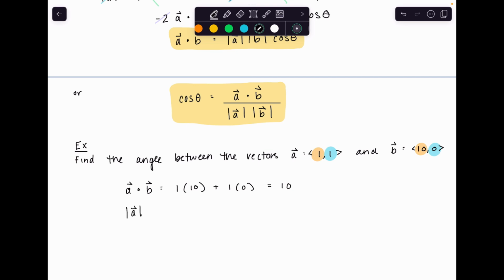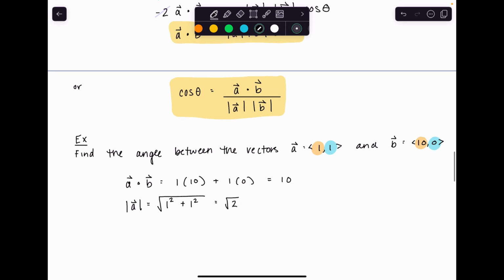If I go to find the length of A, that means we take the components squared, add them together, and take a square root. 1 plus 1 is 2, so the length of A is root 2. The length of B is 10 squared plus 0 squared under a square root. Well, that's the square root of 100, so the length of B is 10.